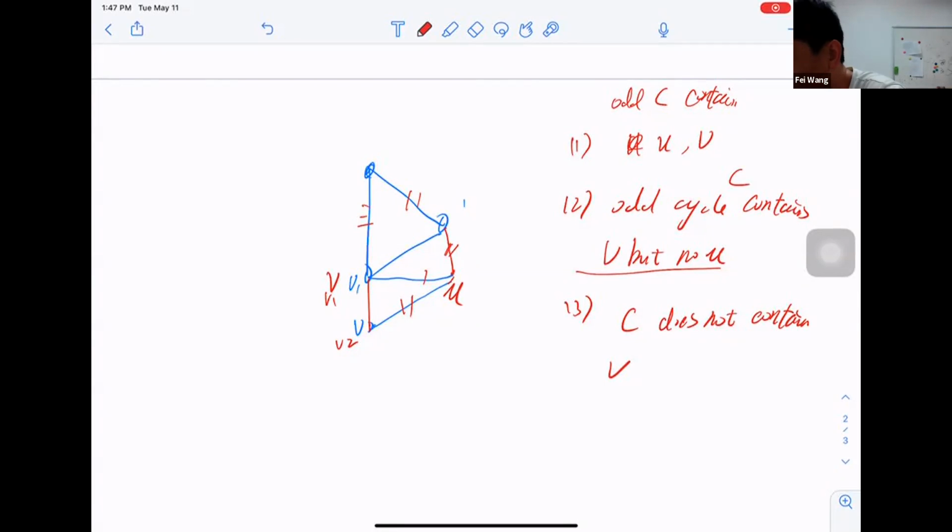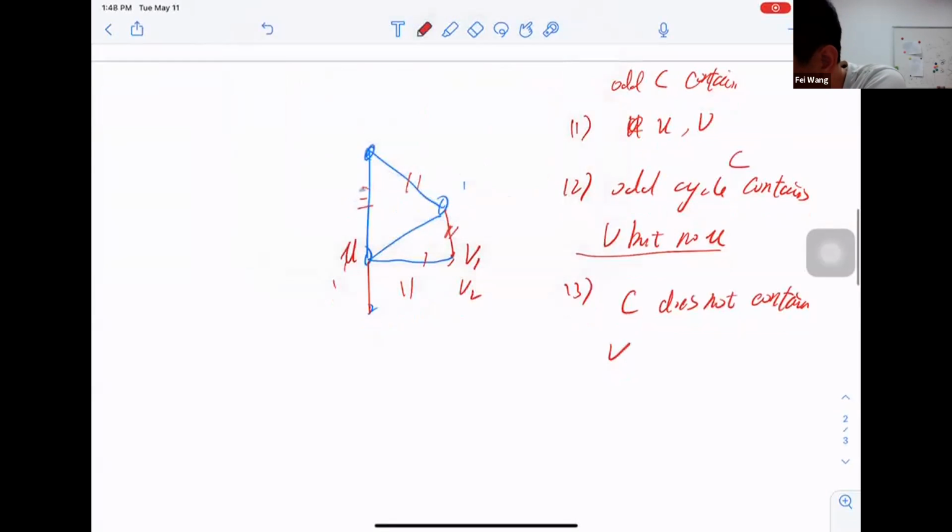And the third case, if C doesn't contain V, so C is the only odd cycle. Maybe this is my V. This is V. This is U. And then I split V as V1 and V2, then I have a graph like this.